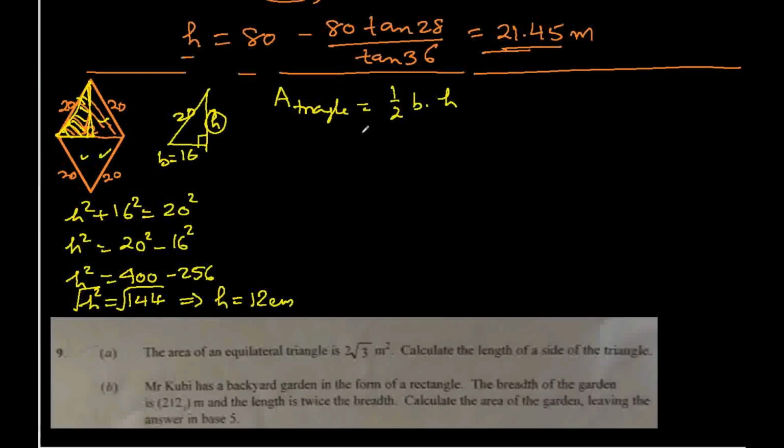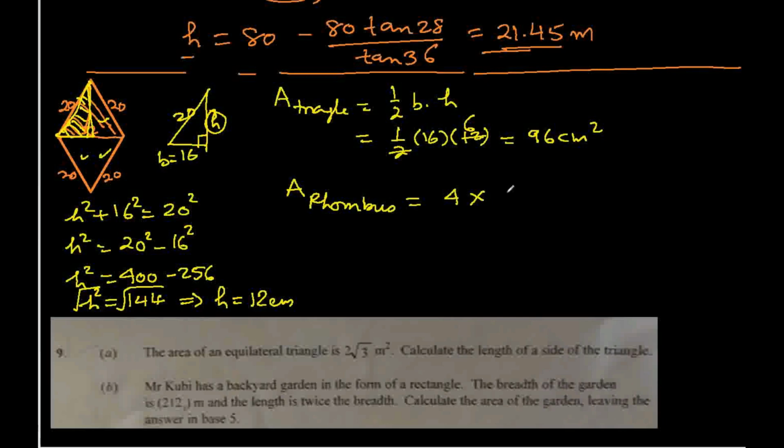So the area of one triangle becomes half base, which we already knew was 16, times height, which we have just found, 12. The 2 and 12 cancel. 16 times 6 is 96 centimeter square. That is the area of one triangle. So the area of the whole rhombus will be 4 triangles like this times 96, and that will be 384 centimeter square. That's the answer.